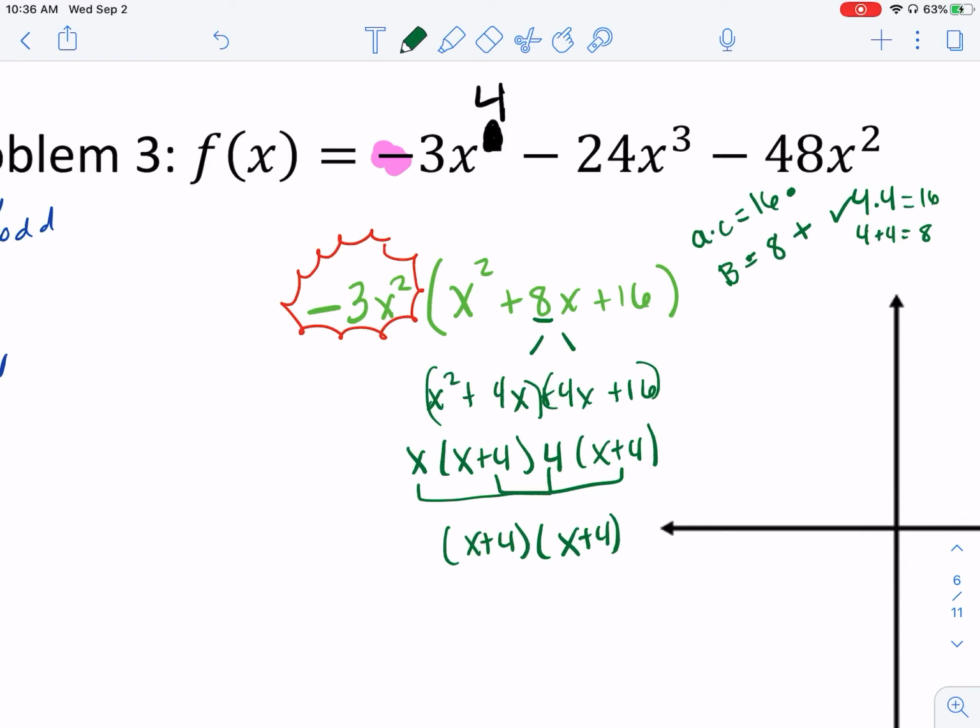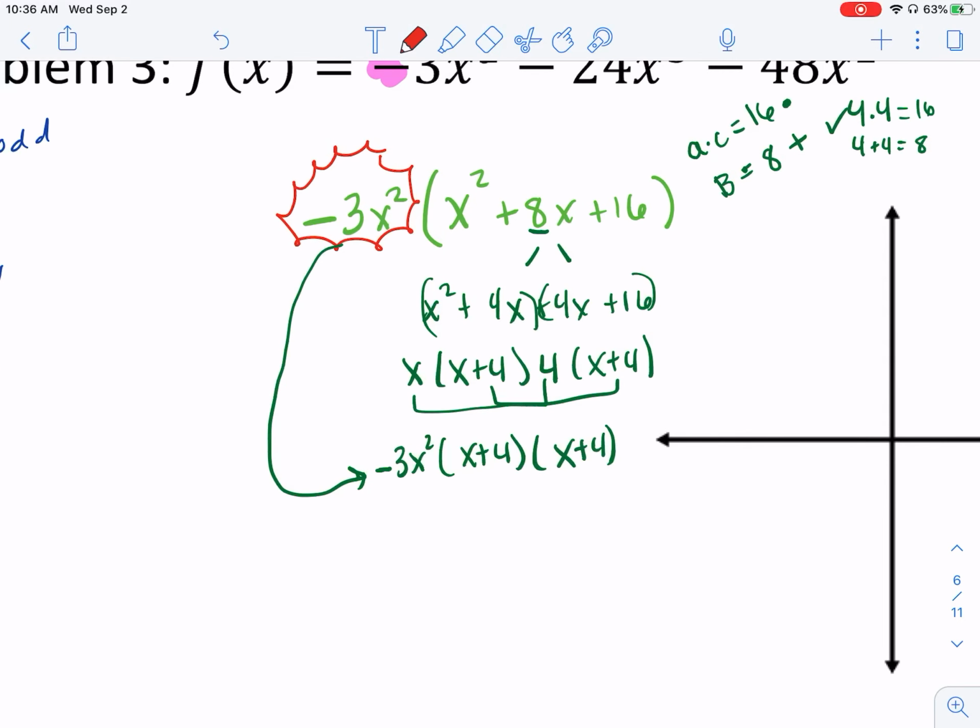Now this is really important. This is where we bring that major GCF from the beginning down. I am so close to being done here, but I noticed that x plus 4 times x plus 4, well, anything times itself is really squared. So it gives me negative 3x squared times x plus 4 squared.